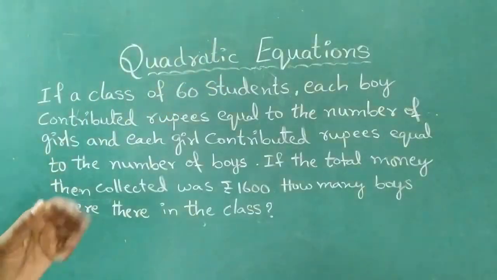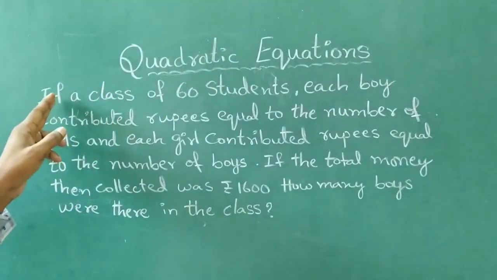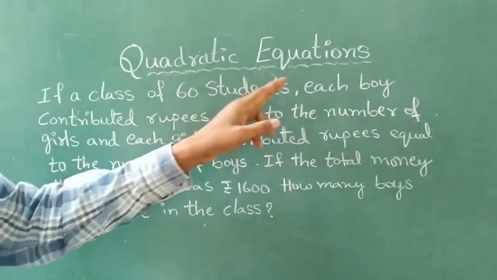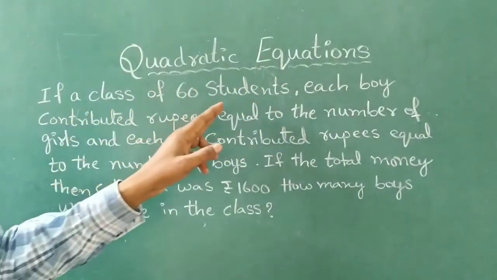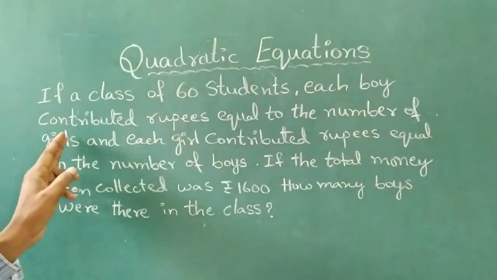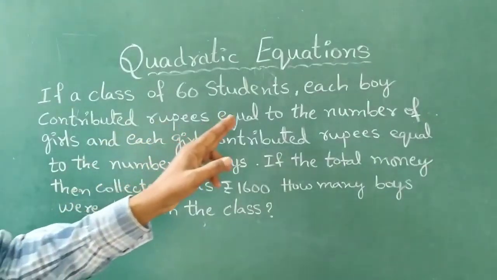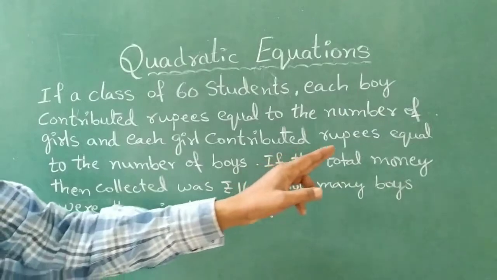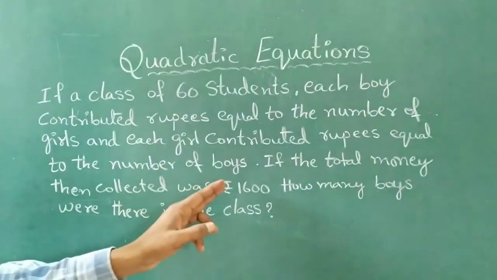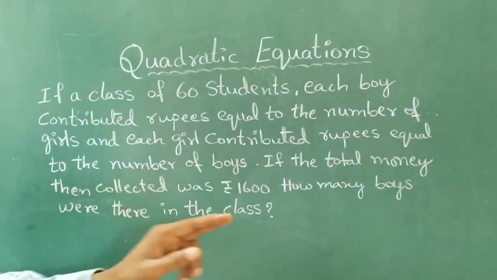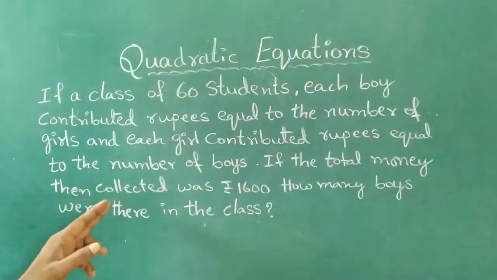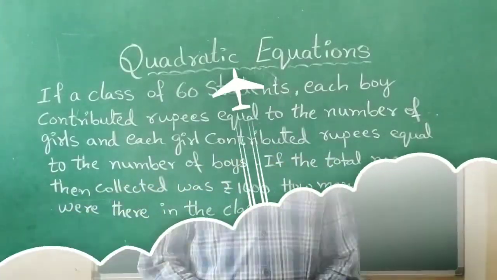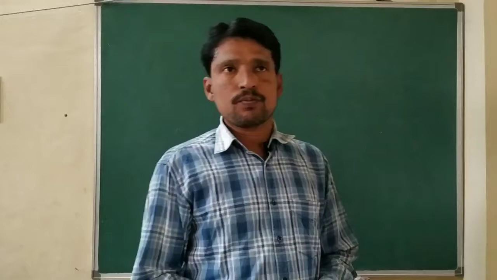Quadratic equations, long answer type problem. In a class of 60 students, each boy contributed rupees equal to the number of girls and each girl contributed rupees equal to the number of boys. If the total money collected was rupees 1600, how many boys were there in the class? Let us see what is given in this problem.